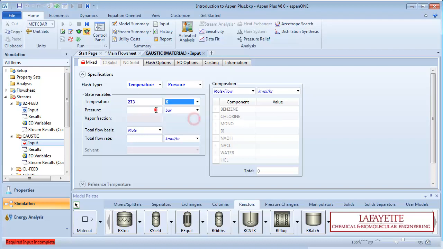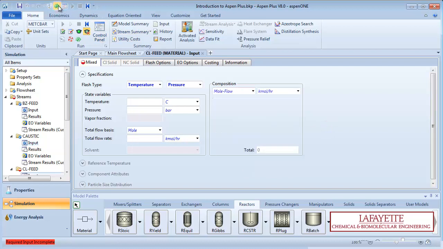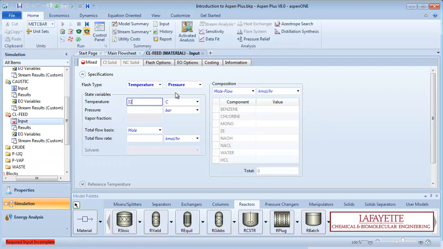Press the green next arrow to enter information about the caustic feed. This will be fed at room temperature and pressure. The total molar flow rate is 25 kmol per hour with a molar composition of 0.1 sodium hydroxide and 0.9 water. Press the green next arrow to enter information about the chlorine feed stream. The feed parameters are the same as for benzene, 328 Kelvin and 2.4 bar. The total molar flow rate is 500 kmol per hour with a mole fraction of 1.